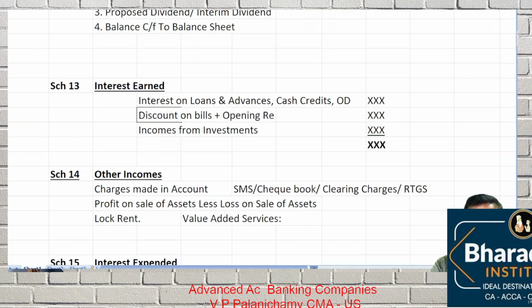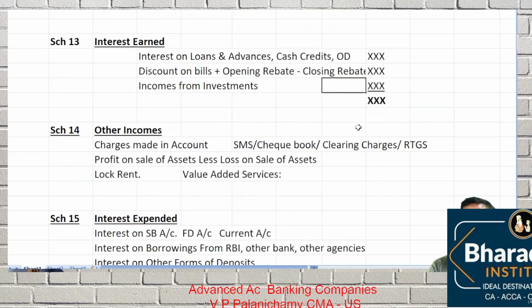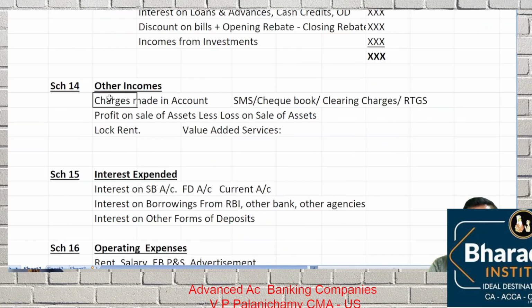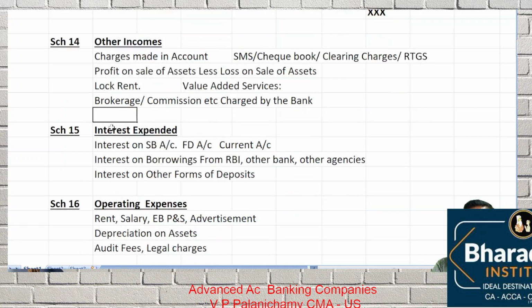We have learned discount on bills, add opening rebate minus closing rebate. Take it over there. Clear? Interest on loans and advances, cash credits and overdrafts, all types of interest. Then discount on bills, add opening rebate less closing rebate. Other income from investments. Other incomes, any other incomes. Charges made in the account, SMS charges, profit on sale of asset, locker rent, value added services like locker, brokerage, commission, etc.